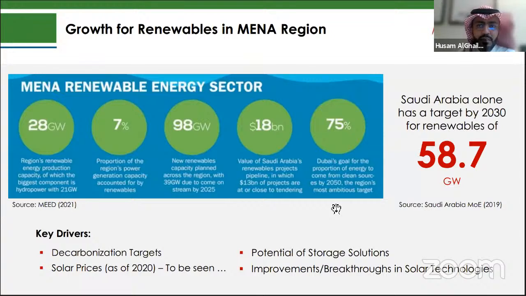Yet nothing has been tested as of how that will affect this potential of growth in the MENA region, but I think that's to be seen. The potential of storage solutions is something that hopefully should contribute to the growth of renewables in the region. And I think more improvements and breakthroughs in the existing technologies, as we know them, would definitely help in solidifying those numbers that we see in front of us.